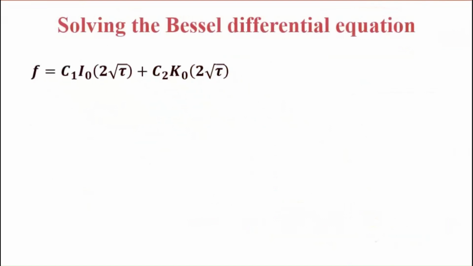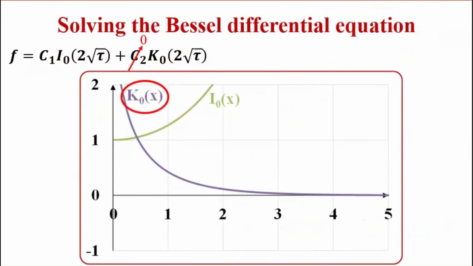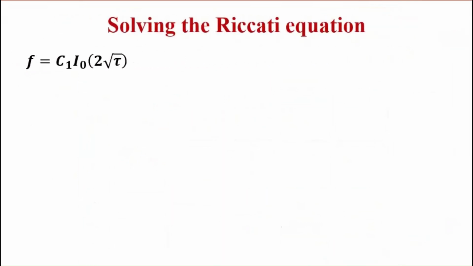kind. Because the value of the function f at the initial point is finite, the coefficient multiplying K0 must be 0, as K0 is not defined at the origin, as evident from its graph. Consequently, the solution of the differential equation simplifies significantly.